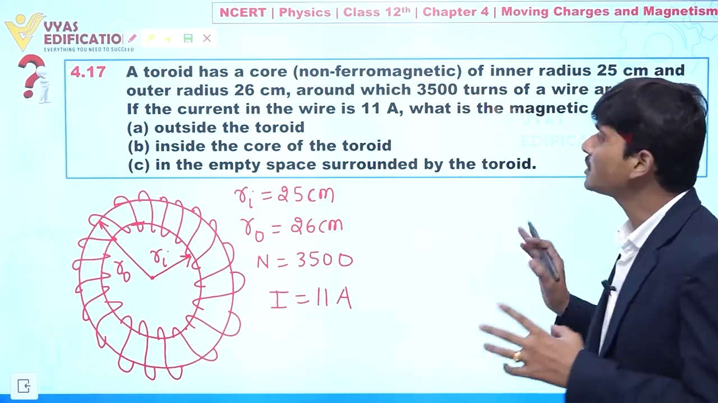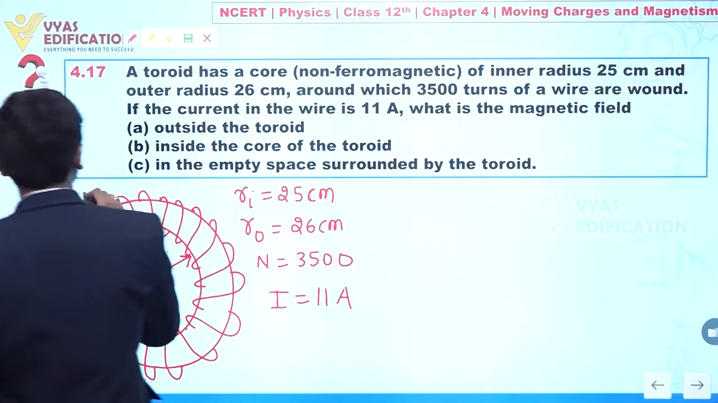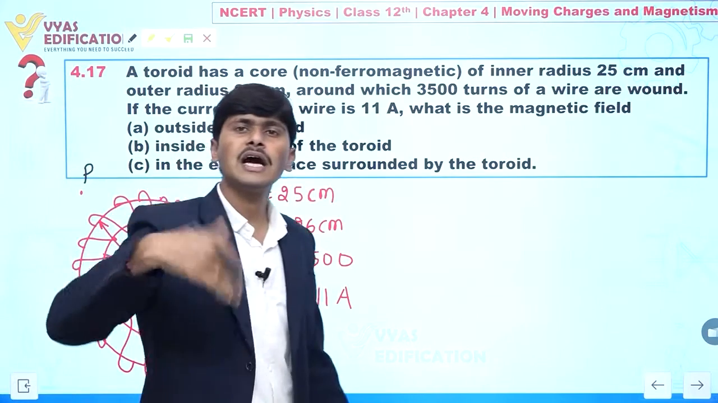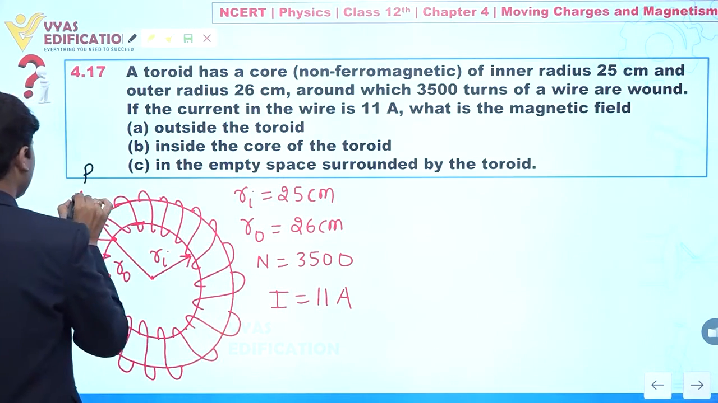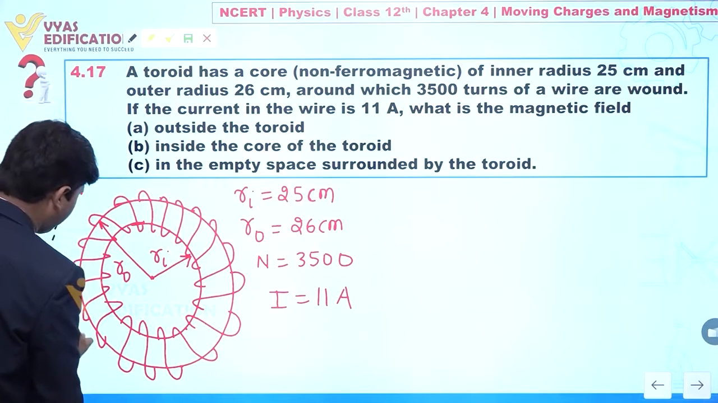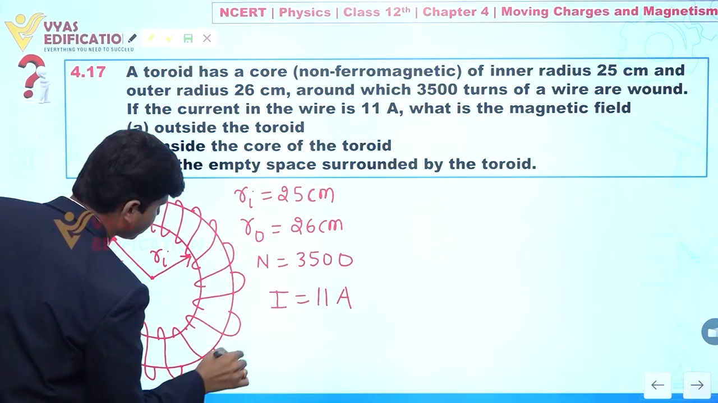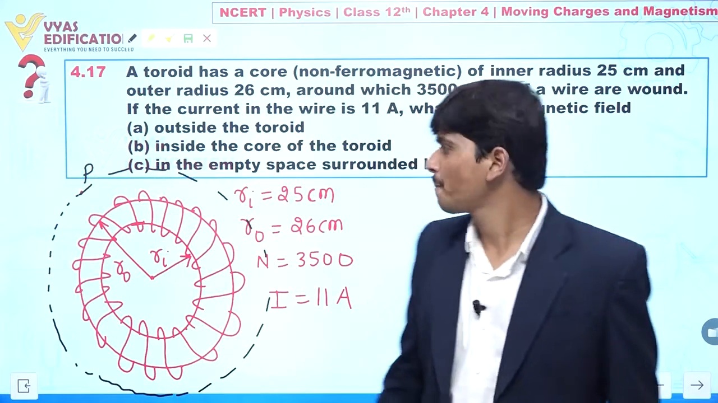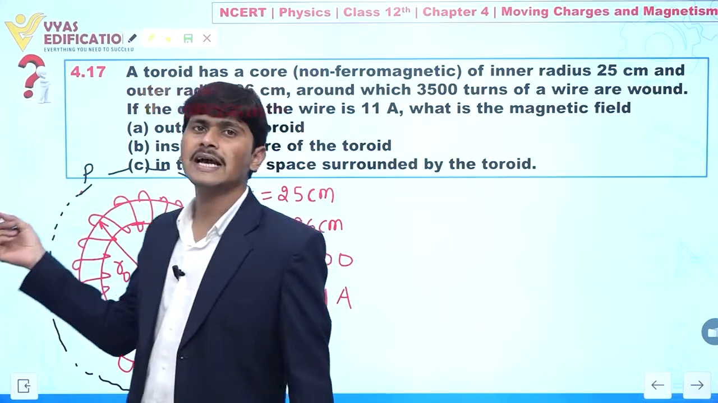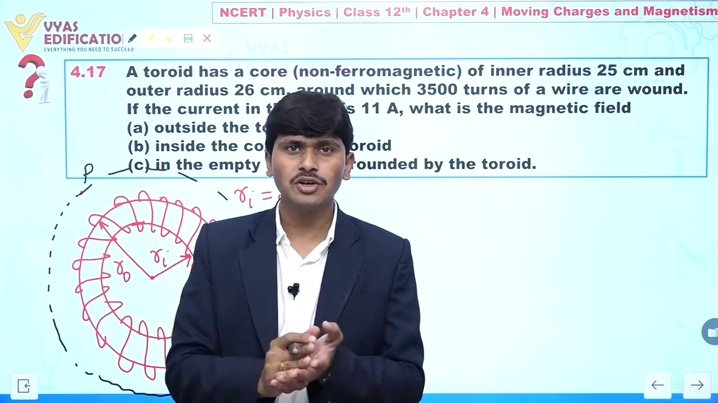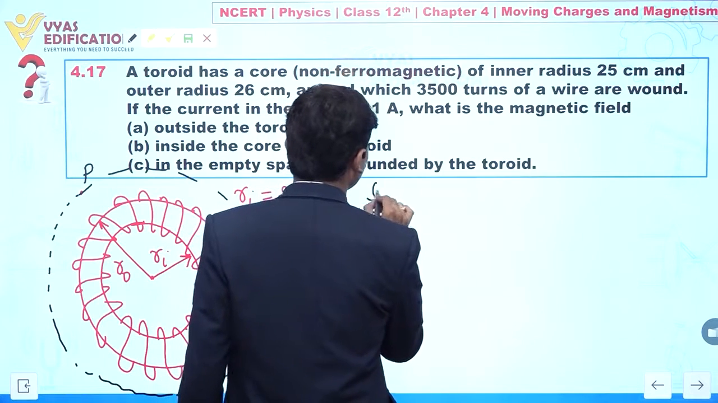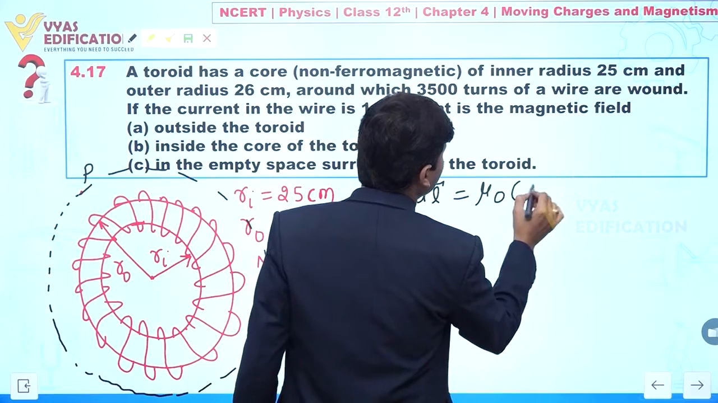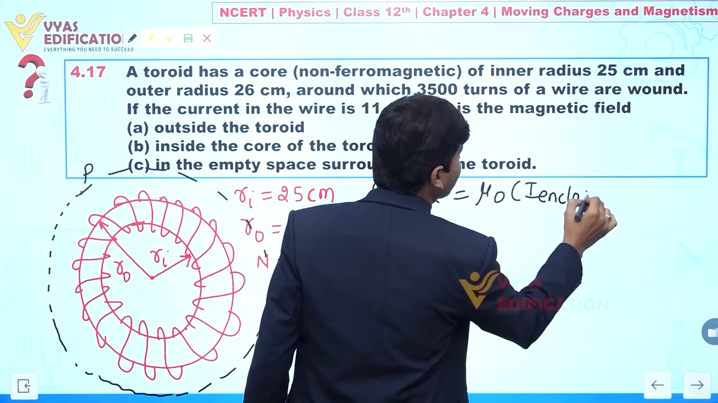So outside the toroid, let's suppose I am taking here a point P, clear, and let's suppose I am drawing here an Amperian loop like this, clear. So this point P lies outside this toroid, and from Ampere's law we can write: integral of B dot dl equals mu naught, and important here we have I enclosed, clear.